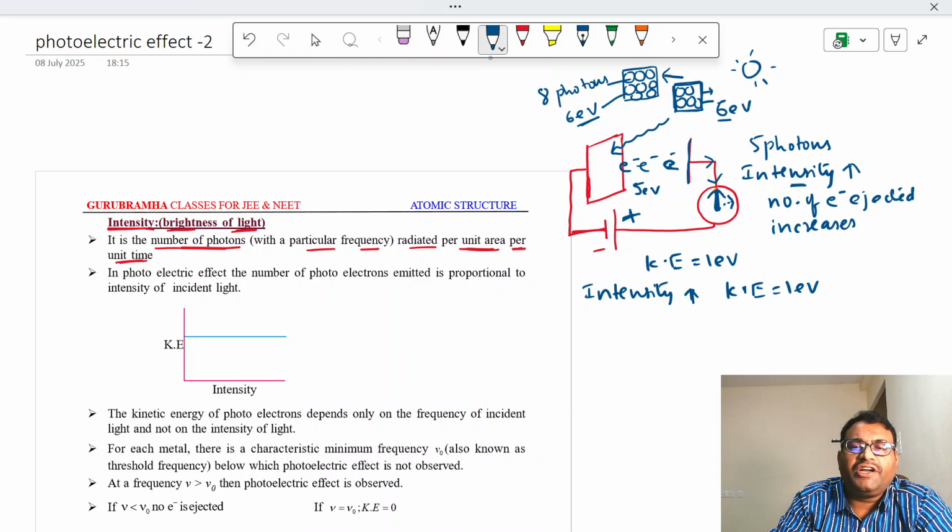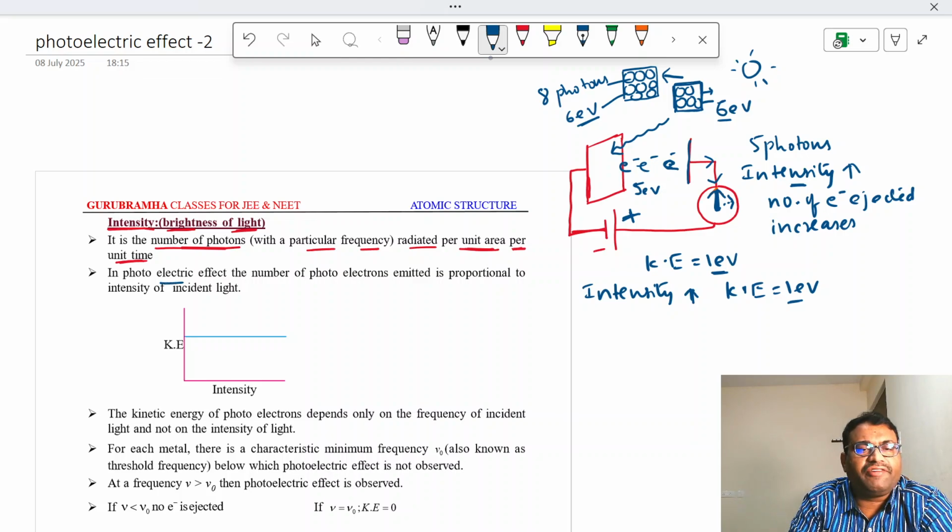So before increasing intensity, the kinetic energy is the same, and after increasing intensity the kinetic energy is also the same. So the kinetic energy of the photoelectron is independent of the intensity. That is what the graph shows.